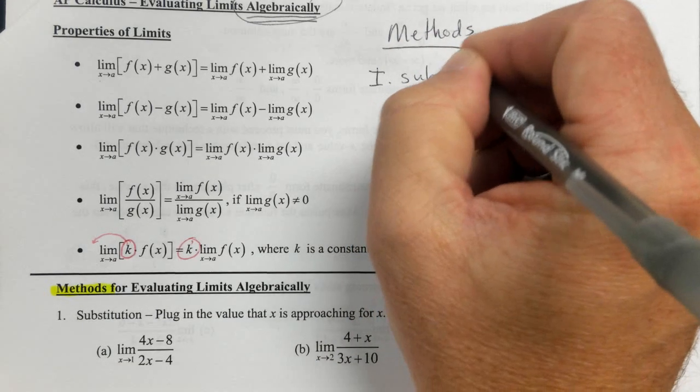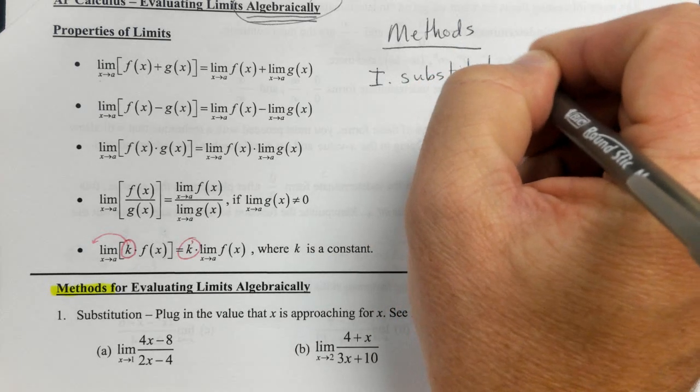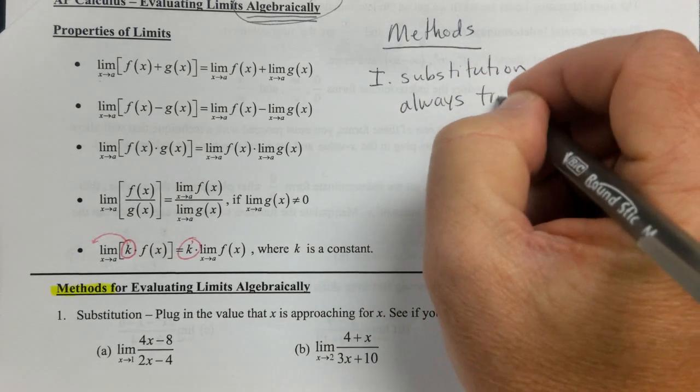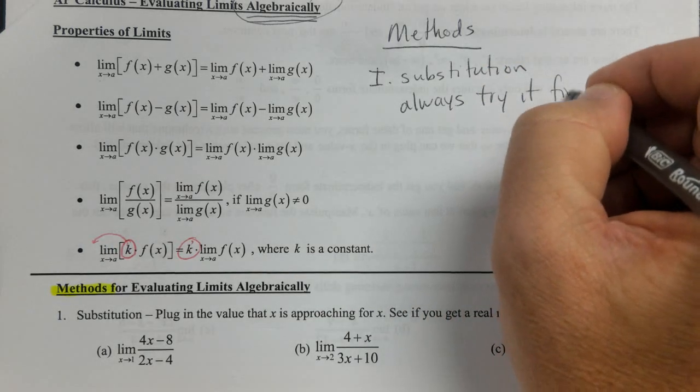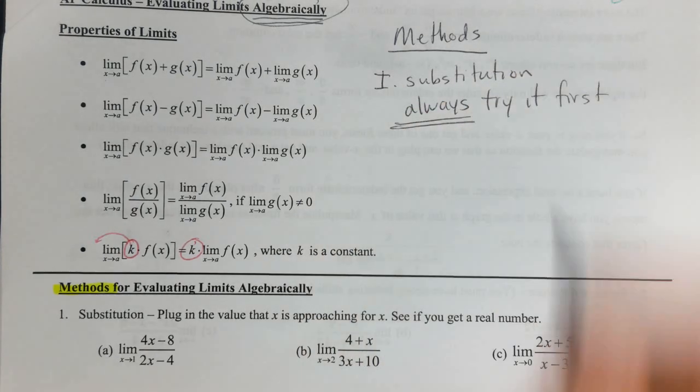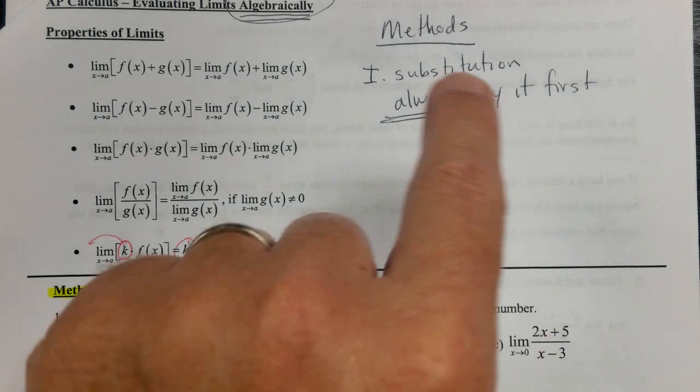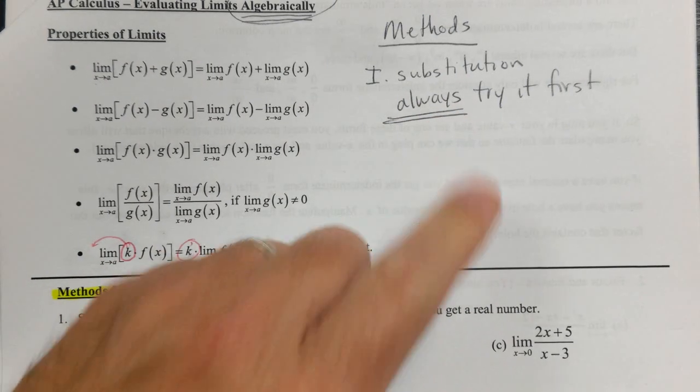Method 1, substitution. Always try it first. Always try substitution first. Sometimes it works. If you get a nice answer, then you're done. Now, usually we rig the problem to not give you a nice answer because we want to force you into the algebra methods. But it needs to be said that you always try substitution first.